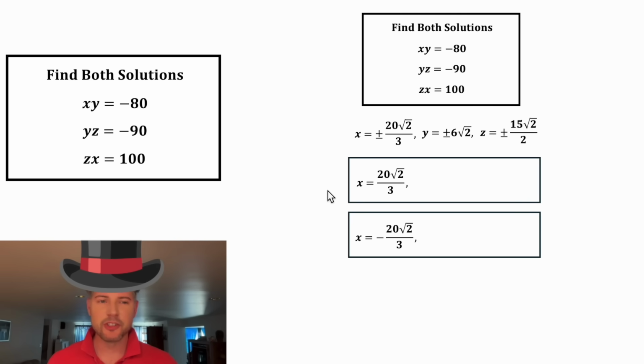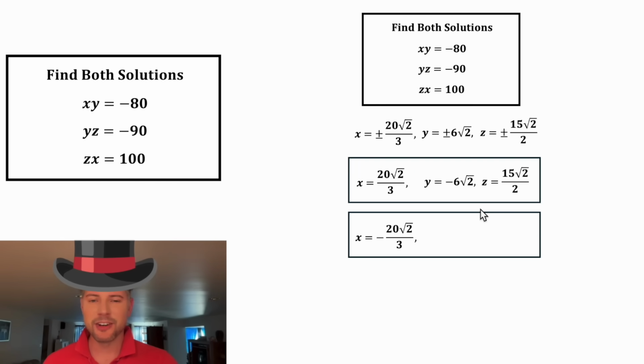So for now, I'll just assume these are the two scenarios, one where the x is positive and one where the x is negative. X times y is equal to negative 80. If they're real solutions, one of them has to be positive and one of them has to be negative. Since x is positive, that means y would have to be negative. And then same thing here, since y times z is equal to negative 90, one of these has to be positive and one of them has to be negative. In this scenario, we have y equal to the negative value, so z has to be equal to the positive value. And this is our first solution.